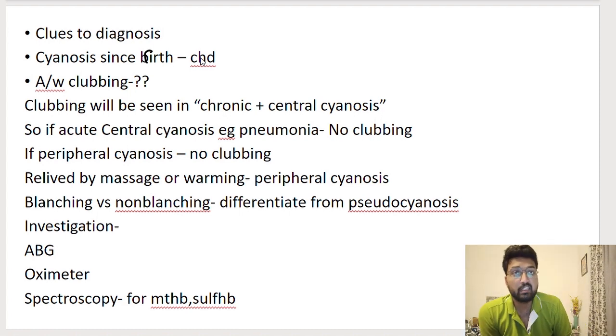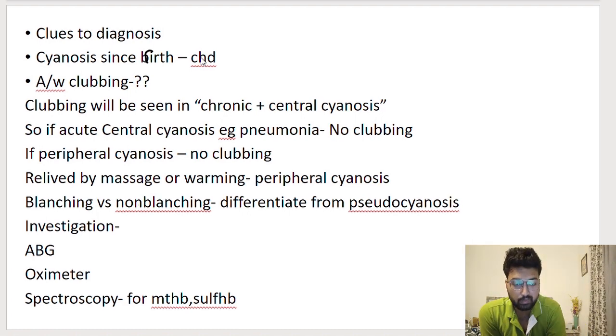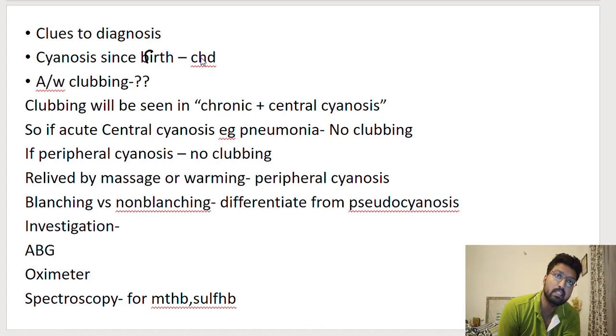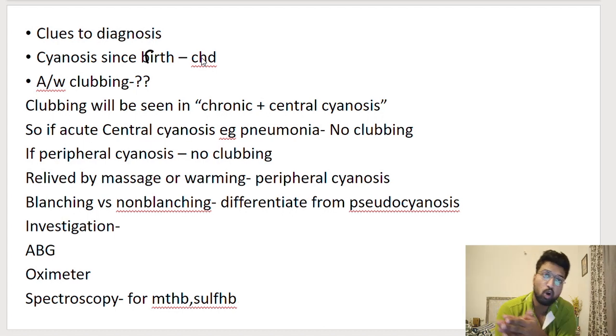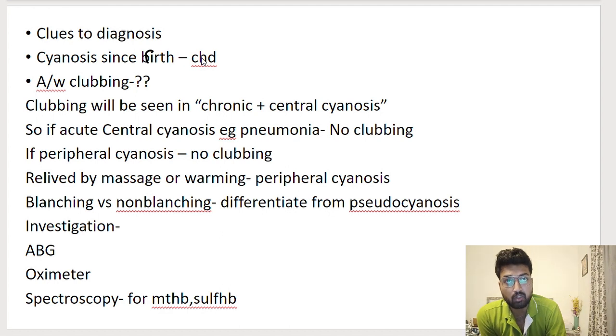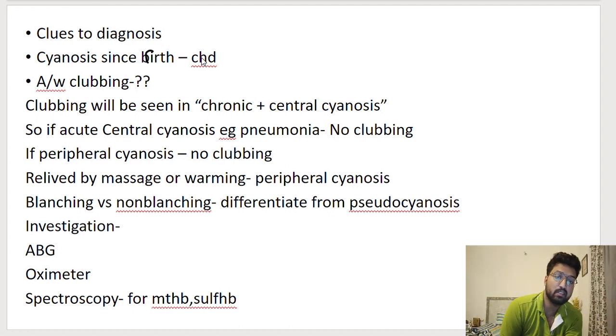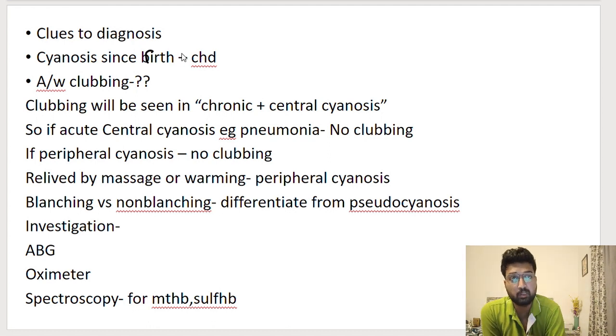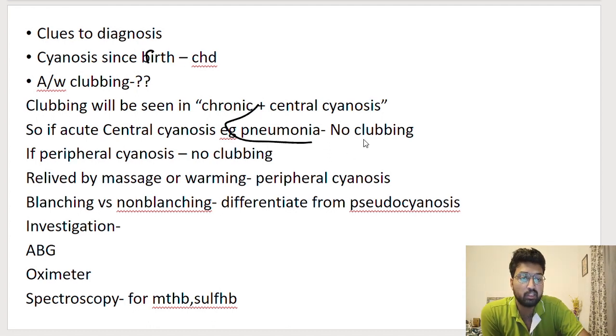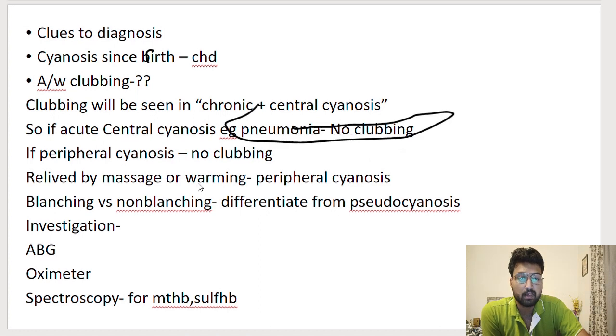Then we have to see if the patient has clubbing. If the patient has clubbing, it means there is an issue in respiration. Respiratory issue is equal to central cyanosis. But not all patients with central cyanosis will have clubbing. The central cyanosis has to be chronic, not acute. An example of a chronic condition is COPD, and an acute condition example is pneumonia. So you will not see clubbing in pneumonia.